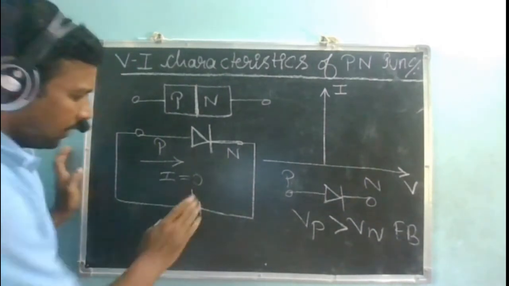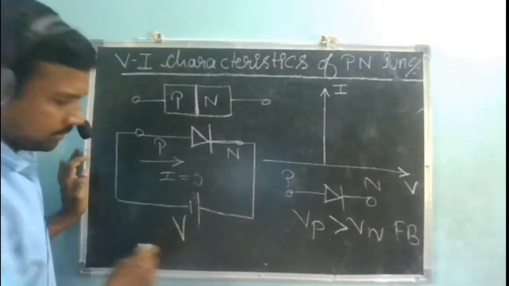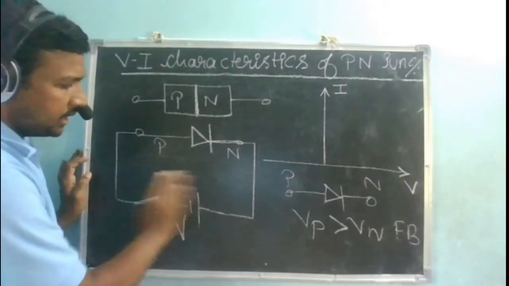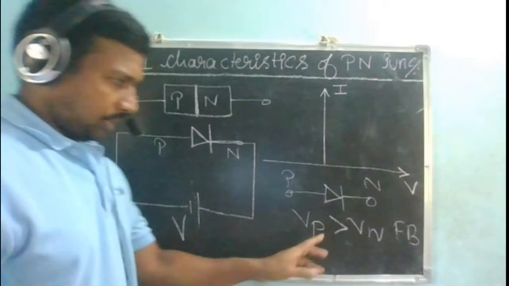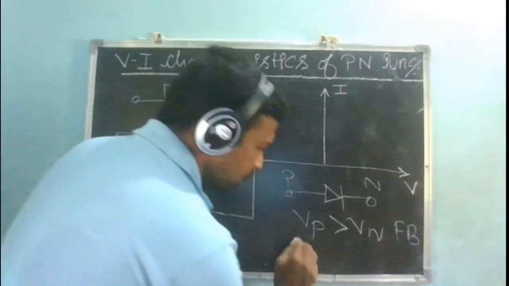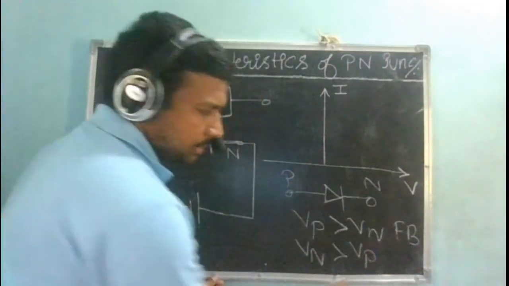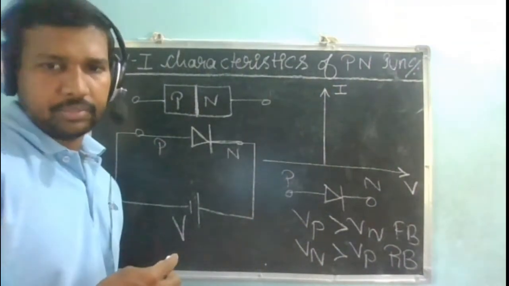Yes, sir. Okay, suppose if I apply like this, then is my PN junction diode in forward bias or reverse bias? Reverse bias. If this is the case, forward biased, otherwise reverse biased. In reverse bias, my potential at the N side is greater than the potential at the P side.